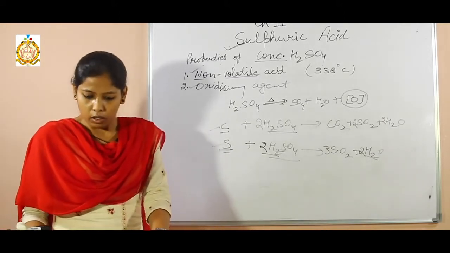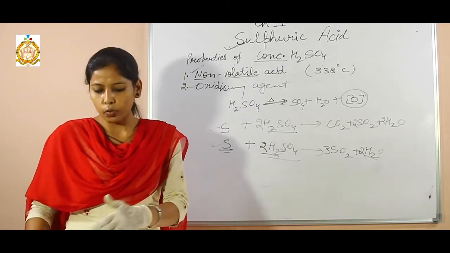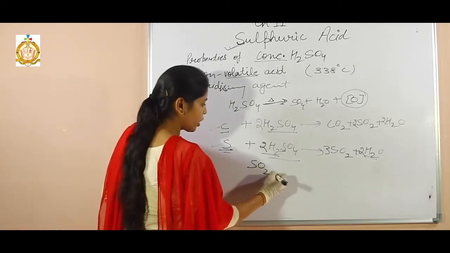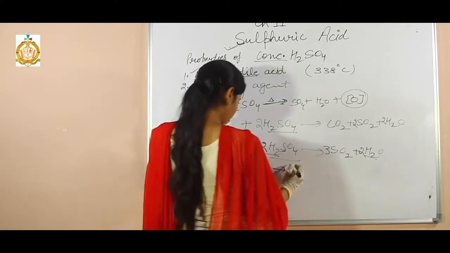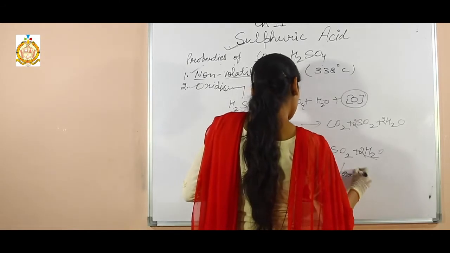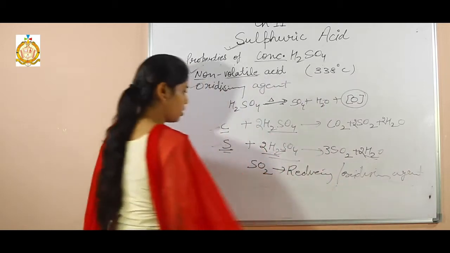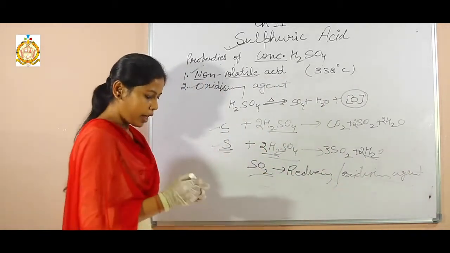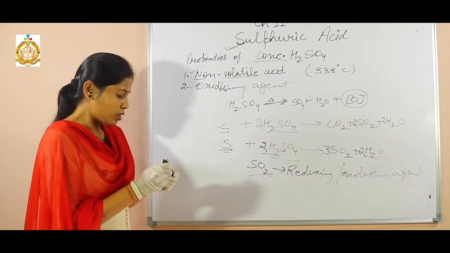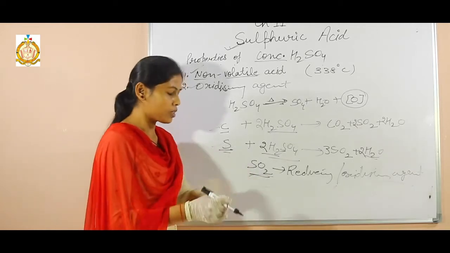Further, reactions of sulfuric acid with metals and inorganic compounds are given. Go through these two parts by yourself. Next one is sulfur dioxide, which is a reducing as well as oxidizing agent. Question is, name a gas which acts as a reducing as well as oxidizing agent, and the answer is sulfur dioxide.